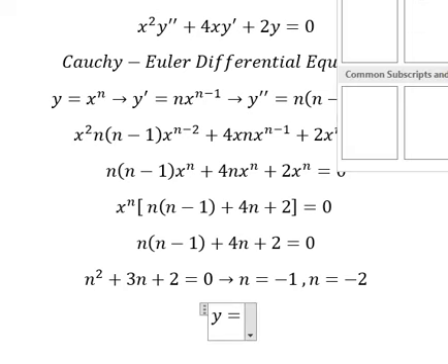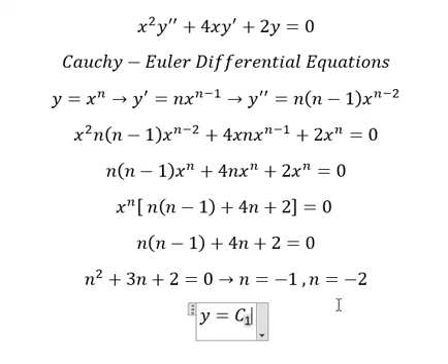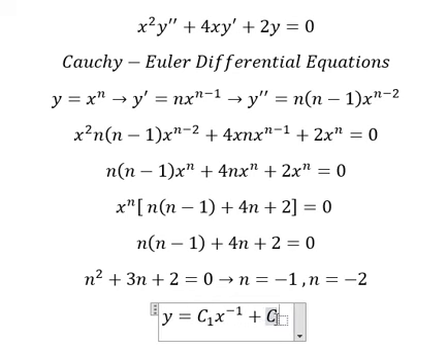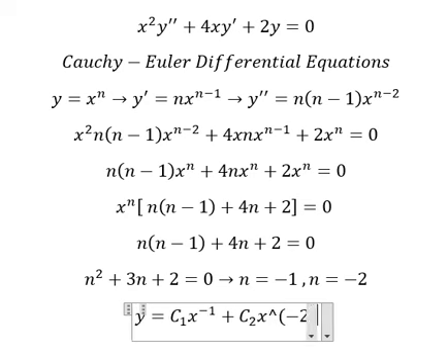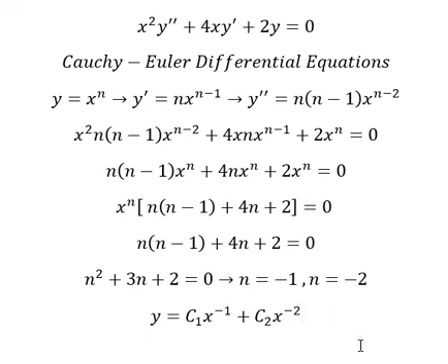So we have c1 s to the power of negative 1, and we have c2 s to the power of negative 2, and this is the final answer. This is the end.